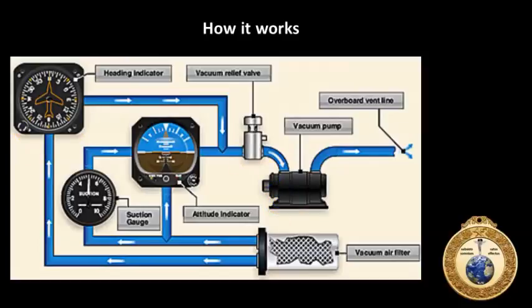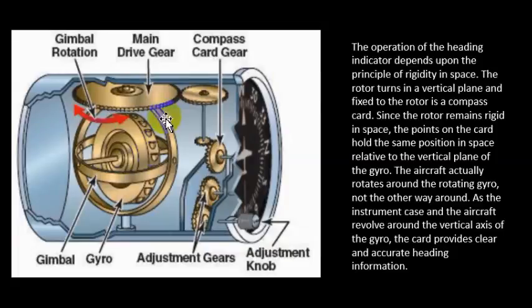What you need to understand about the heading indicator is that it's a vertically mounted gyro. Again, air is sucked through the case, spins a gyro, and this thing resists movement.